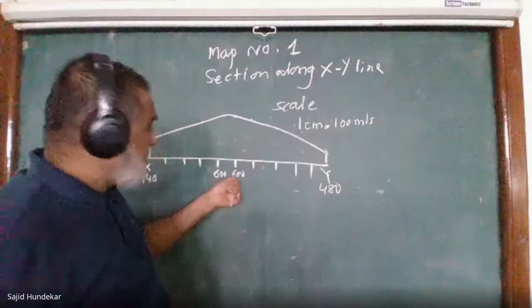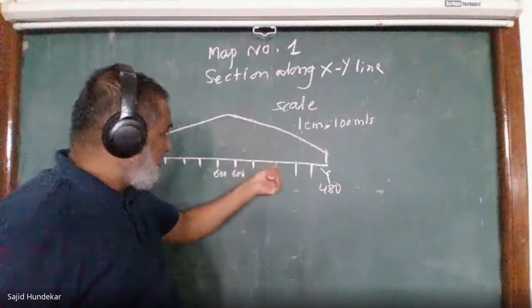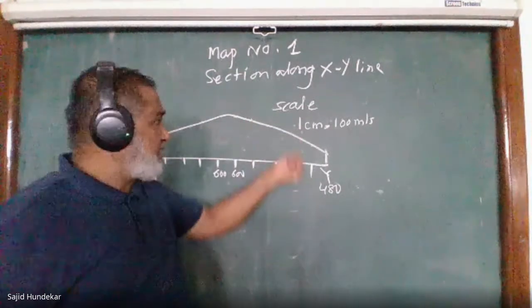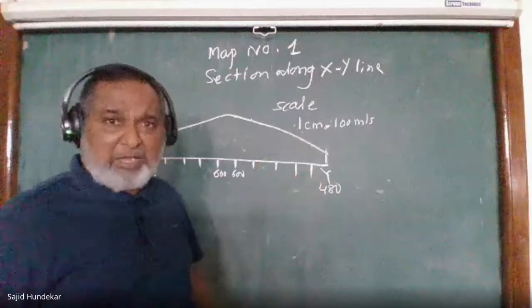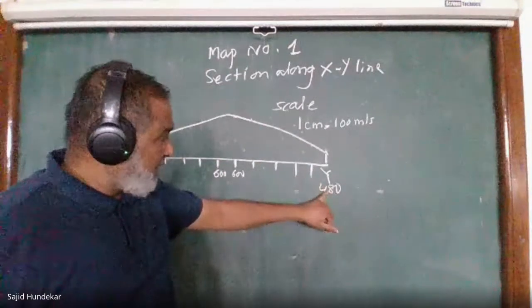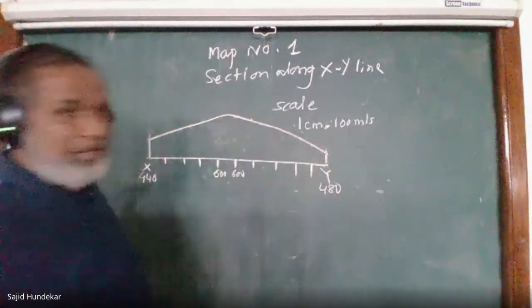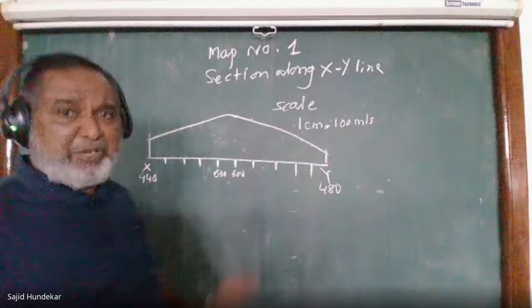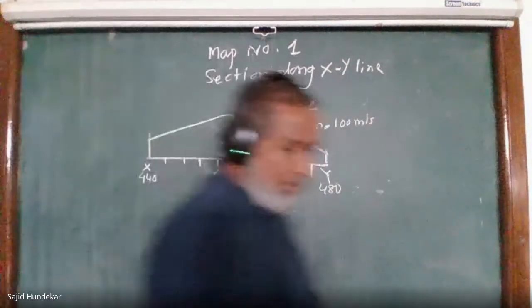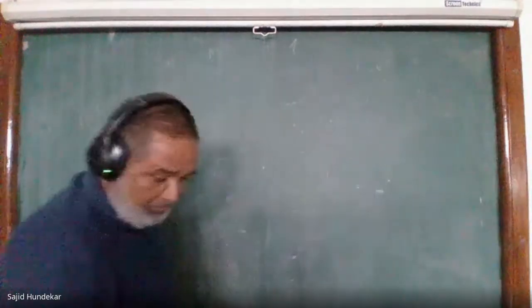That is, 600 means 6 centimeters. 580 means 5.8 centimeters. 540 means 5.4 centimeters. 520 meters, 5.2 centimeters. And 500 is 5 centimeters, whereas 480 is 4.8 centimeters. And this is your profile. So this is the map, you have to do it. This is the map number 1 section. And now the map number 2, exactly reverse of this one. Yes. Come to the next one.